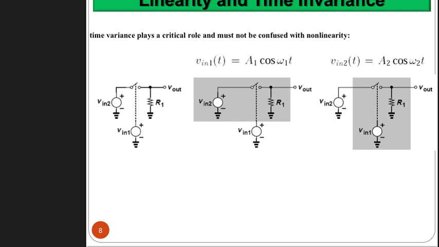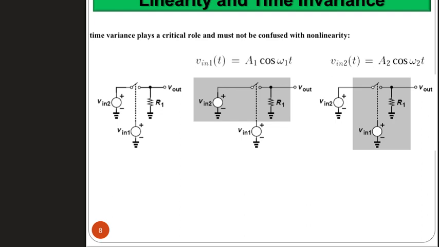I don't have access to it, so it has some fixed value. Fixed doesn't mean it has to be constant. Fixed, maybe sinusoid, but I cannot vary its parameters. It's a sinusoid that stays like it is forever. Okay? So this is one system.